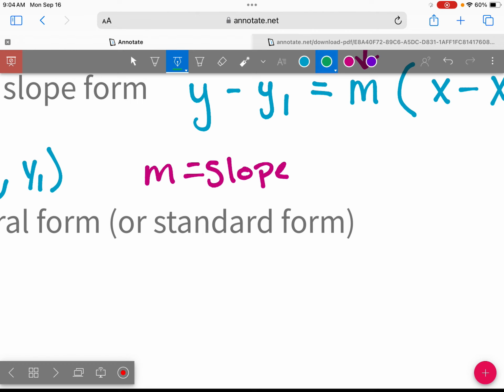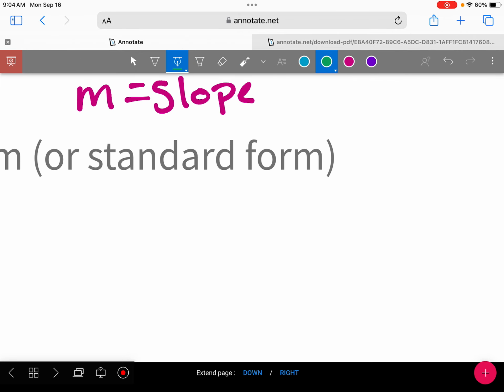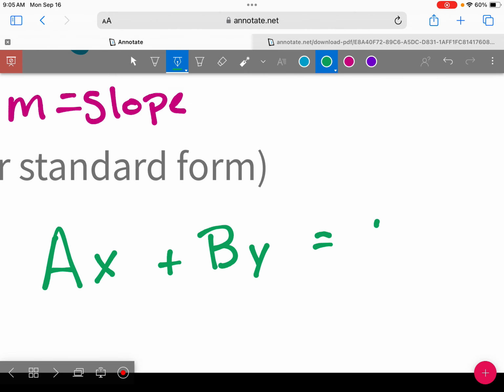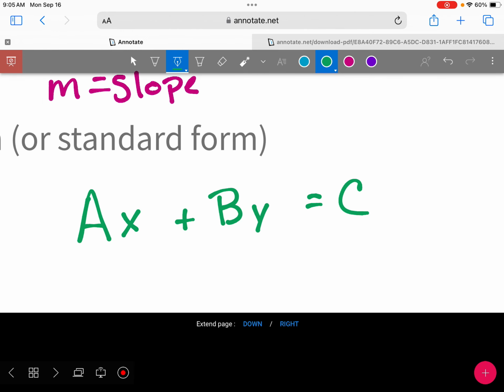What about our general form or standard form? It's not one we use as frequently. Ax plus By equals C. With standard form, we want whole numbers only.